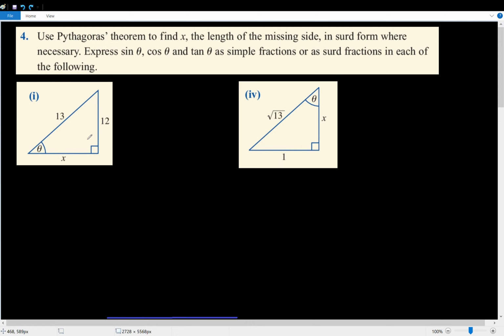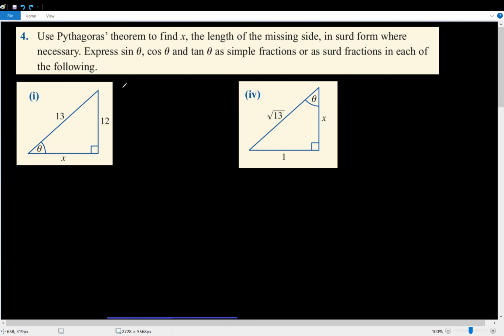We've been given a right angle triangle with sides marked 13, 12, and x, and an unknown angle marked theta. The first thing we have to do is use Pythagoras' theorem to find the length of x, the missing side. Pythagoras' theorem states that the square of the hypotenuse is equal to the sum of the squares of the other two sides. You can find a video explaining this further back on my channel, and I'll put a link in the description below. But we'll get started with that.